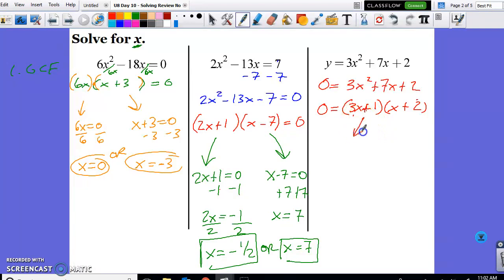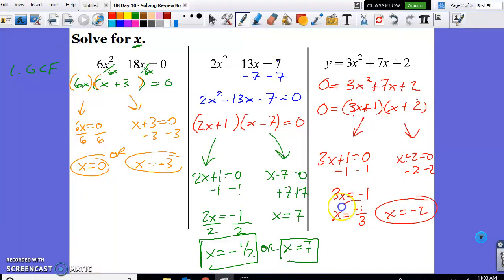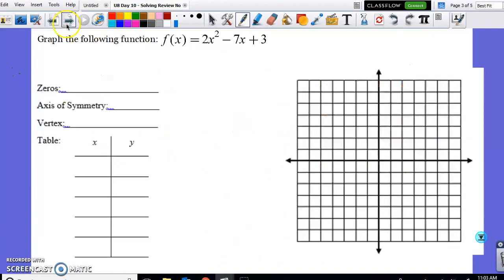So in this case, I set the first factor. Since it's set equal to 0, I can take each factor and set that factor equal to 0. Subtract 1, 3x equals negative 1. So now I have x equals -1/3. On this one, I have x plus 2 equals 0. Subtract 2, then x equals -2. Those are my two options for x.